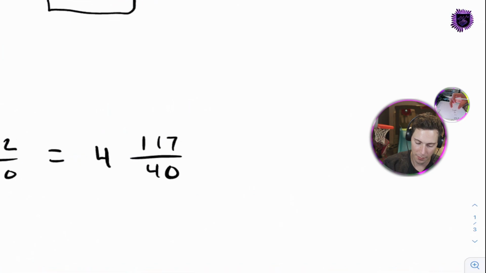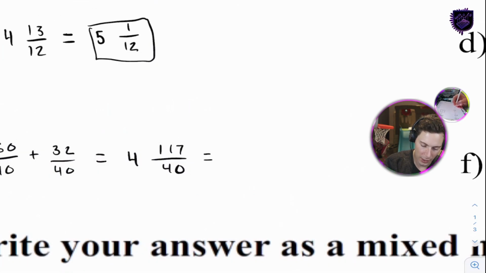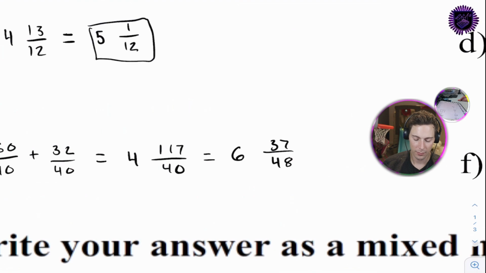We can then simplify. How many groups of 40? Not quite 3 groups of 40. It goes 80, 120. Yeah, so it's 2 groups of 40. So it's 6 and 117 minus 80, which will be 37. Six and 37 40ths. That's our answer.